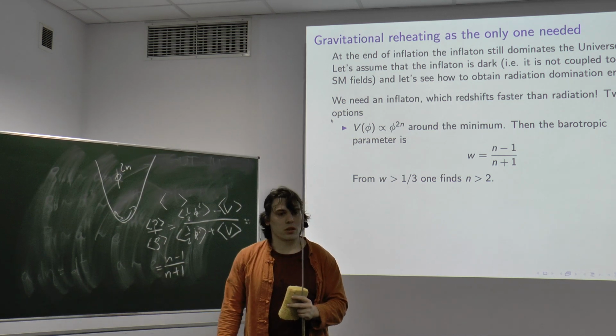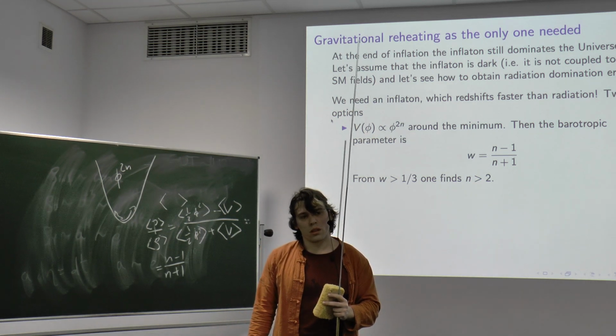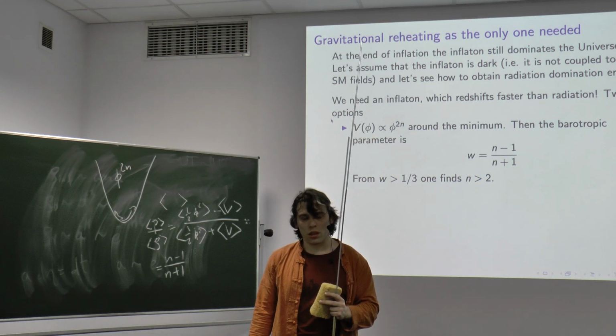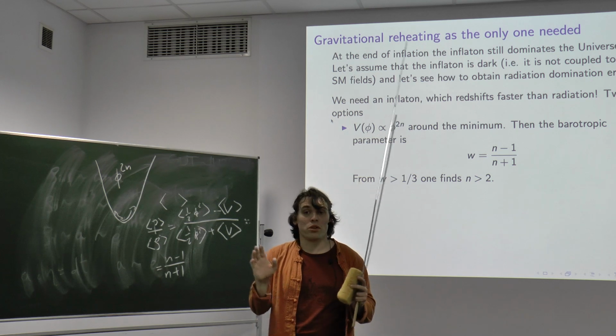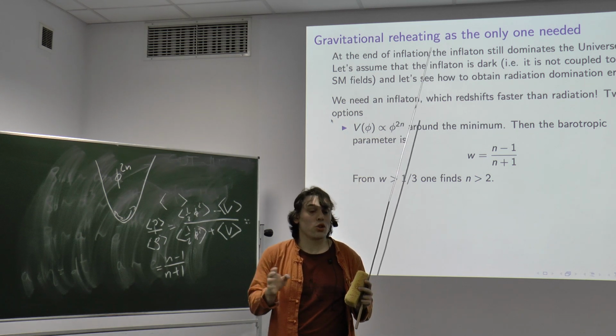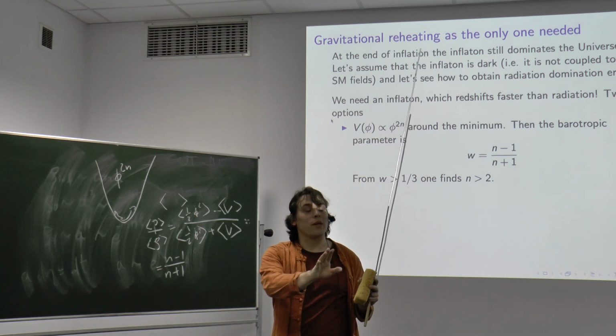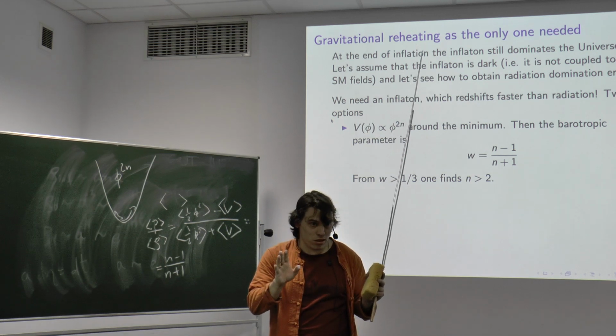What do you mean zero dimensions? Zero dimensions, I mean there are no space dimensions. Where are the space dimensions? So the field is homogeneous, first of all. I mean there's no dependence on the space dimension.